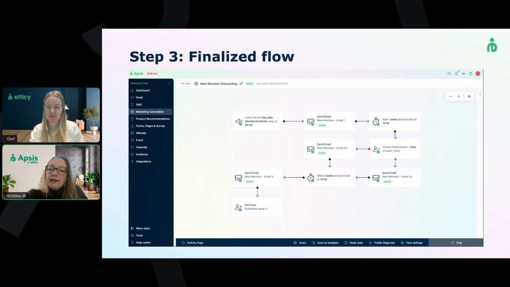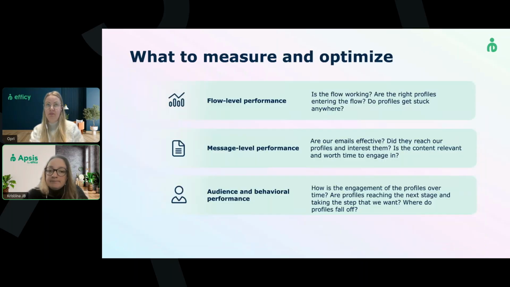If we click on the next slide, let's have a look at what to measure and optimize. We have different types of performance that we can look into. One is the flow level performance: how is the flow actually working? Are the right profiles entering the flow, or are profiles getting stuck somewhere? We can focus on that, and we have a slide showing you where you can track this in Apsis 1.